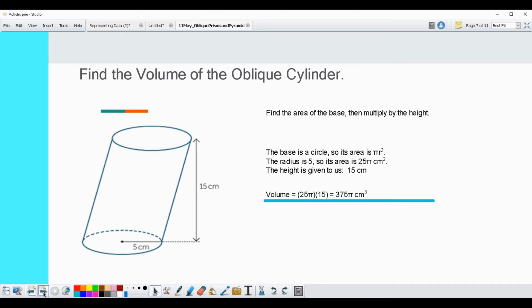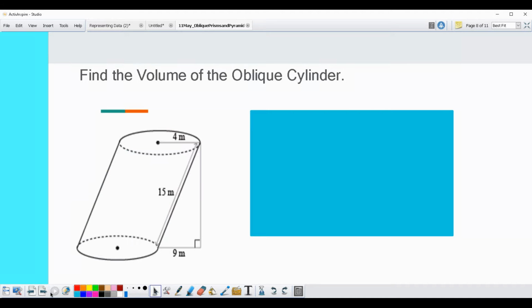Okay? So what happens if we don't have the height? If we have this kind of situation where they're telling us, okay, we have this slant height. Our slant height is 15 meters, but what do we do with that? We have our radius at the top is 4 meters. It's going to be the same at the bottom because the two circles are exactly the same area.